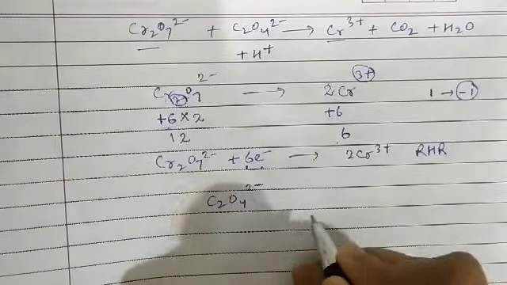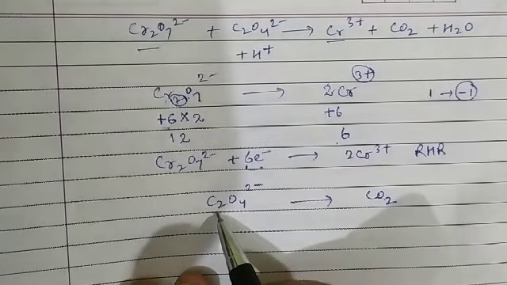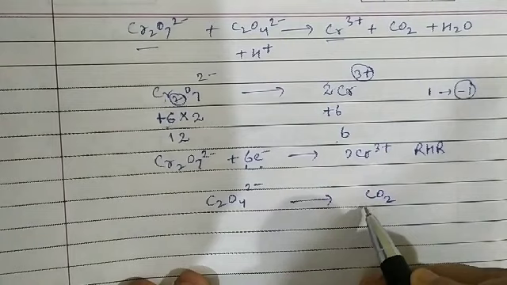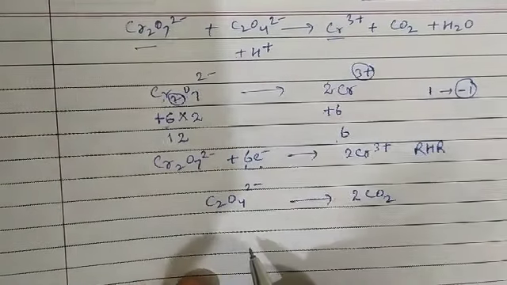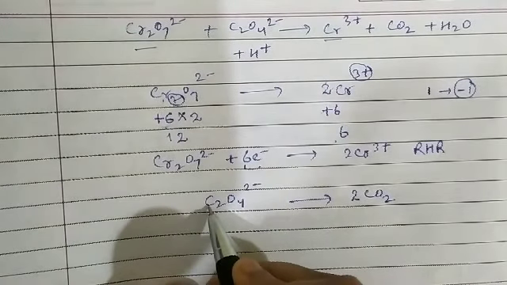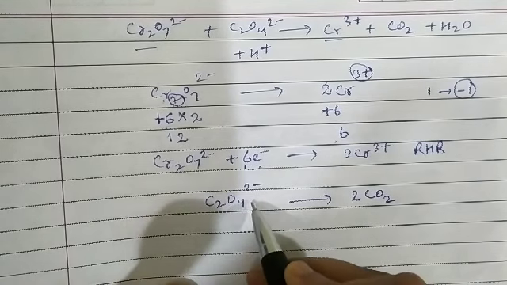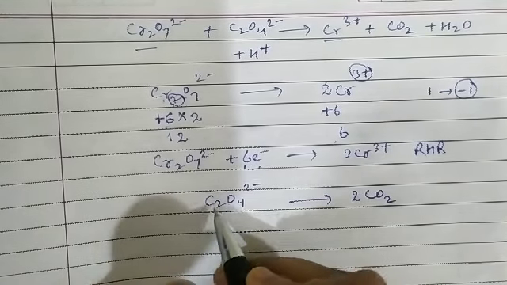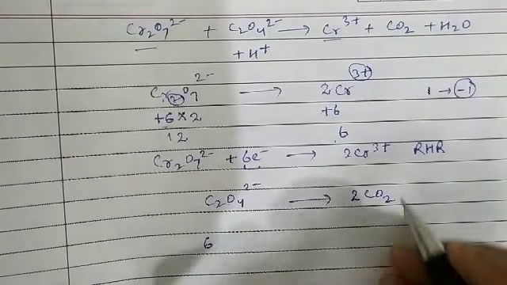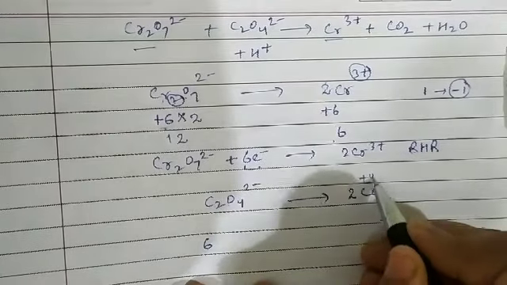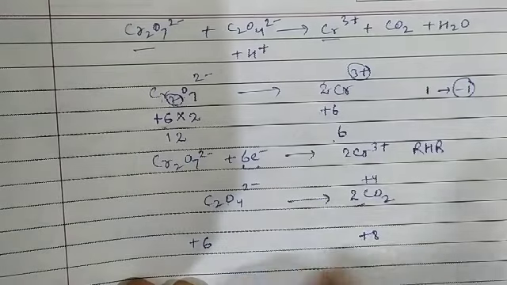Now see the next. The next is C2O4 2 negative changes into CO2. First balance the other atoms. There are 2 carbon atoms on the left while there is only 1 carbon atom on the right, so balance the carbon atoms. Now the oxidation state of carbon: 2x minus 8 equals minus 2. So 2x equals 6, x equals 3. So for 1 atom it is 3, for 2 atoms it is 6. In CO2, for 1 atom it is 4, and for 2 atoms it will be plus 8. So the oxidation number is increasing from plus 6 to plus 8.